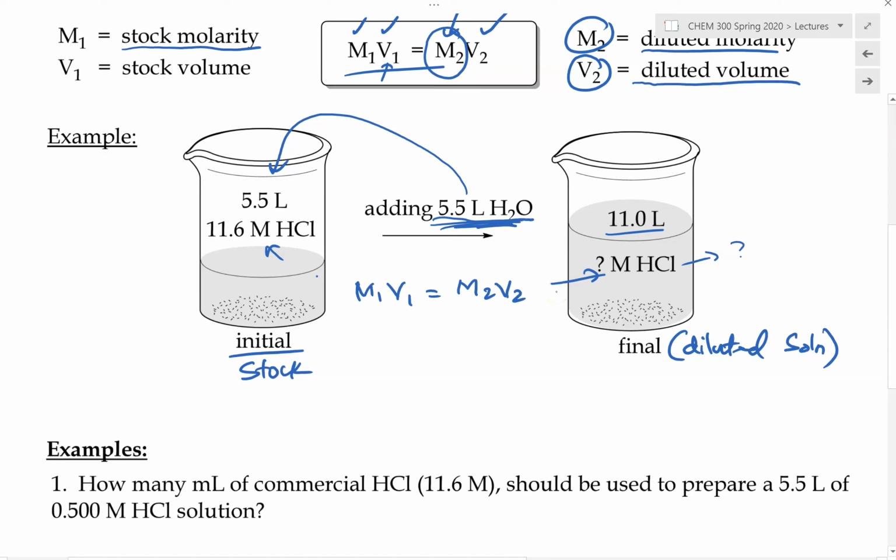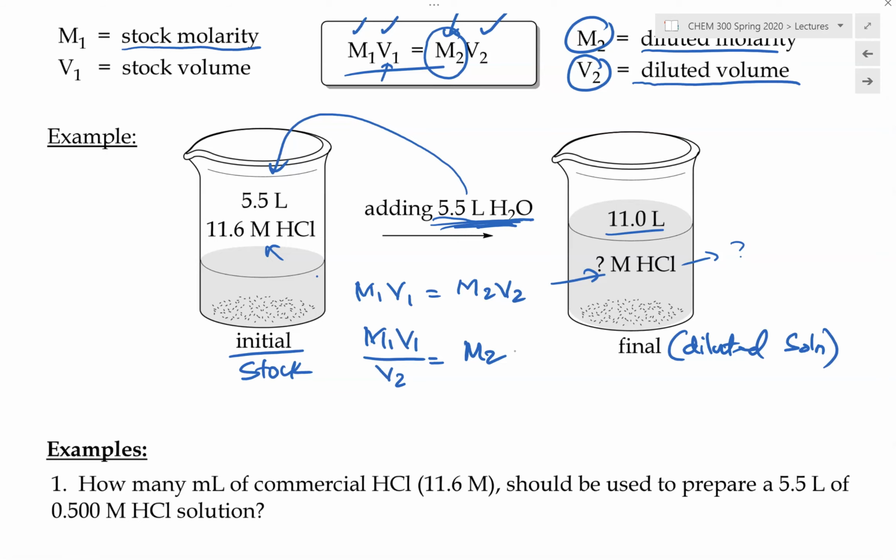And in this case right here, we are solving for M2. And mathematically speaking, to solve for M2, we'll have to divide both sides by V2. So therefore, M2 would now equal the following: M1 V1 over V2 would then equal M2. So that's how we would mathematically solve for M2.